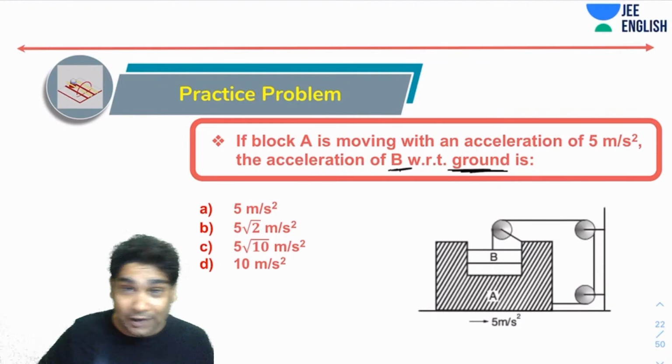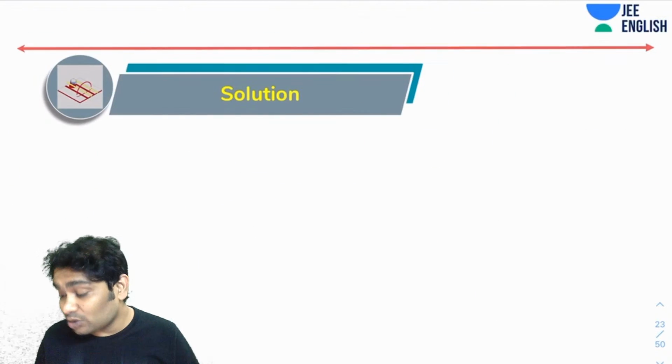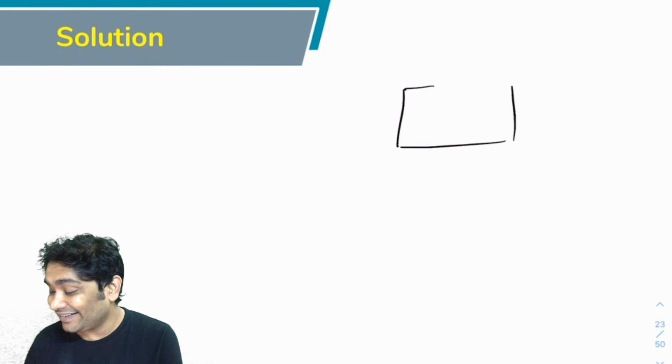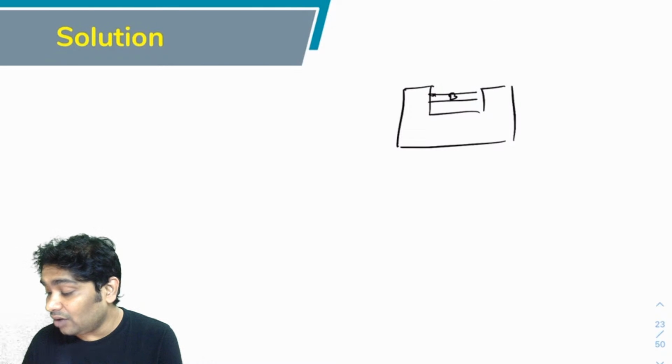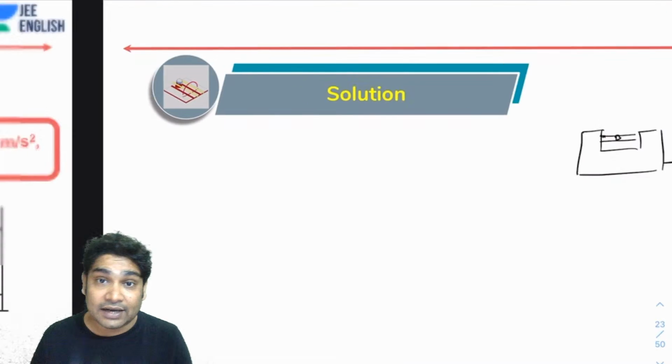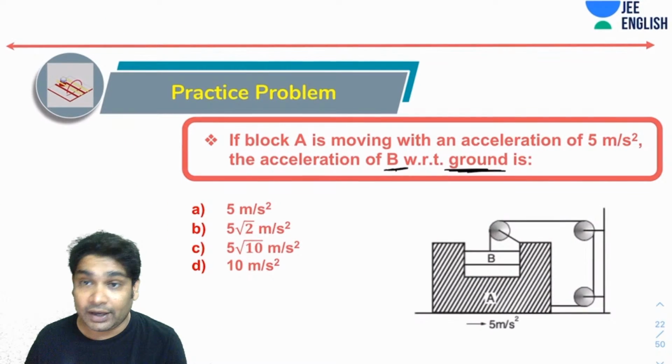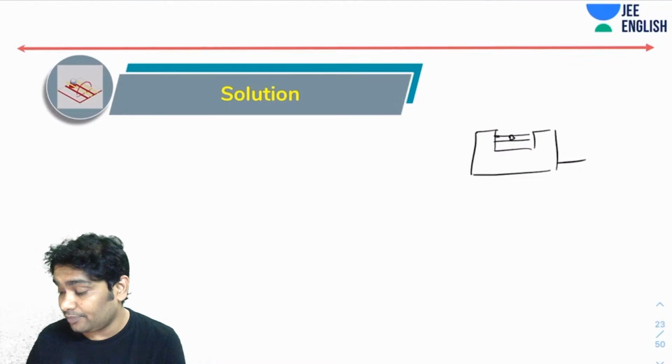I don't actually remember the answer, so let's just solve this. You have a block A and then you have a block B. The first thing you need to do for these kinds of questions is always try and go in the reference frame of block A. That is the easiest approach.